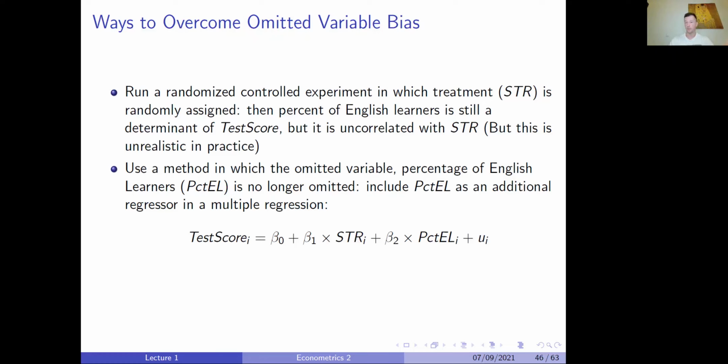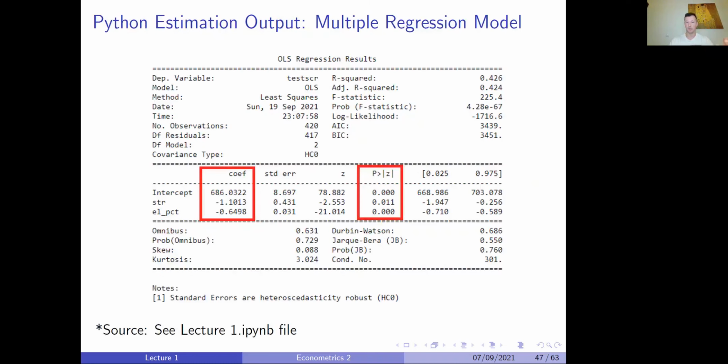And with the help of this inclusion, we can potentially control for the biased estimate of beta 1. This is called a multiple regression model, and the outcome of the estimation procedure is in front of you. So now we have a coefficient of student-teacher ratio, which is much smaller, so the effect is weaker. It's closer to 0 now. It was -2.28, now it's -1.1.